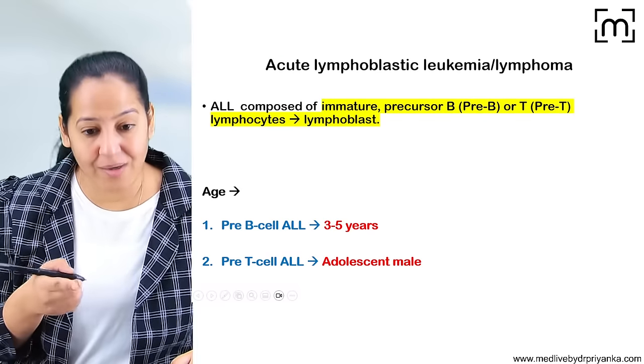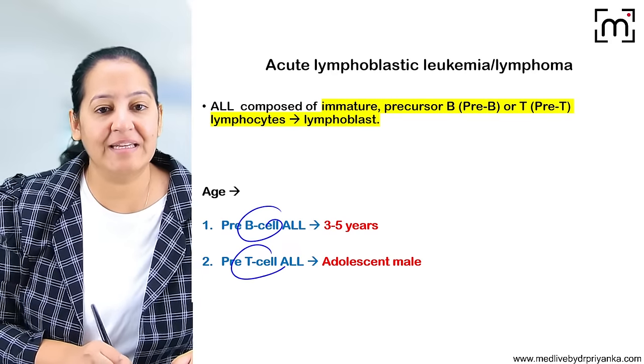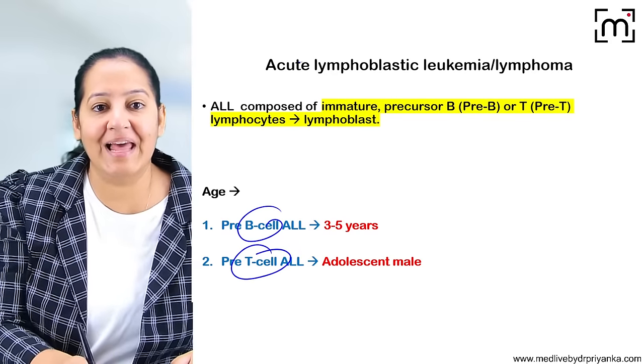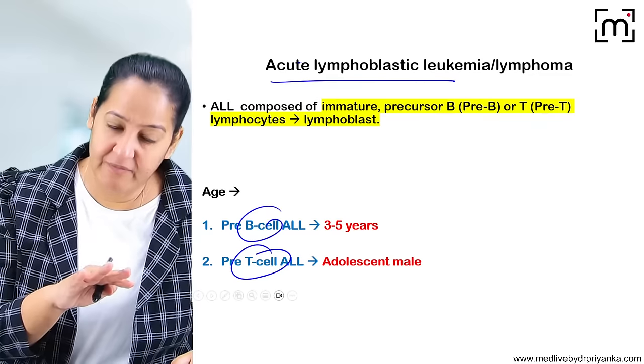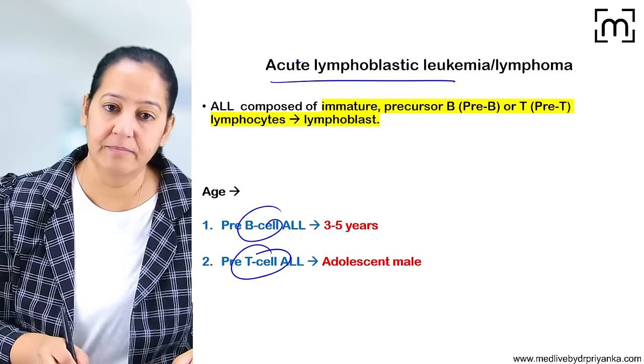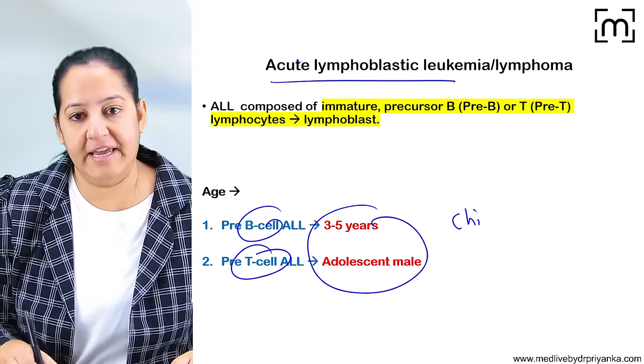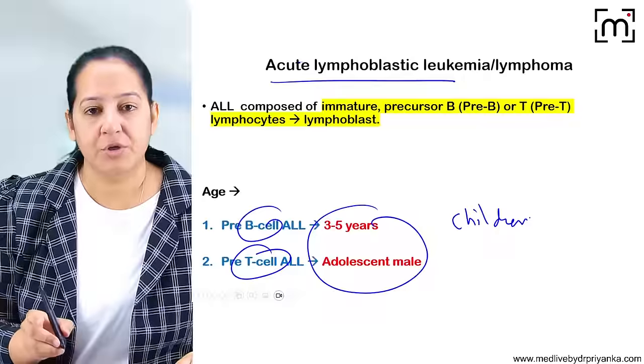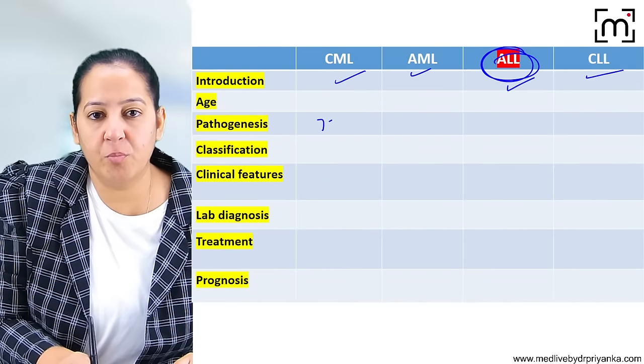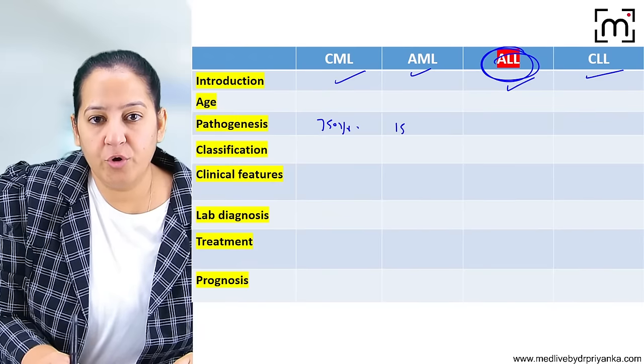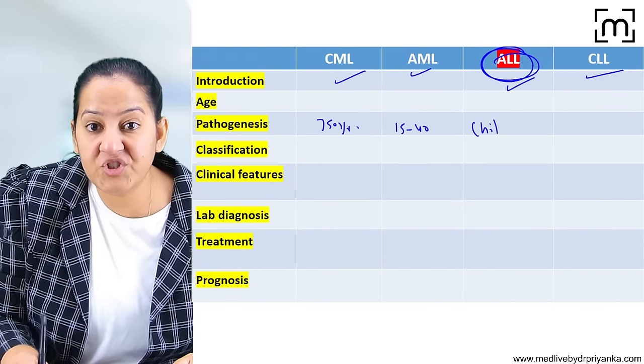Because lymphocytes are of two types, B lymphocyte and T lymphocyte, that's why ALL is of two types: pre-B cell ALL or pre-T cell ALL. They occur in children. See the age group. Here the age group I told you was more than 50 years. Here I told you 15 to 40 years. And here I'm telling you, children.